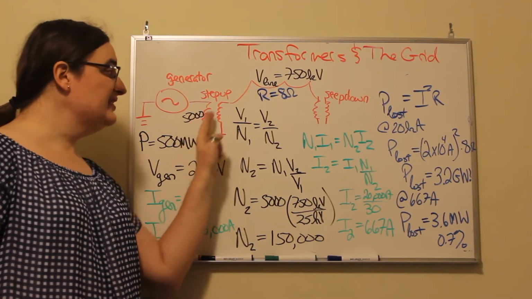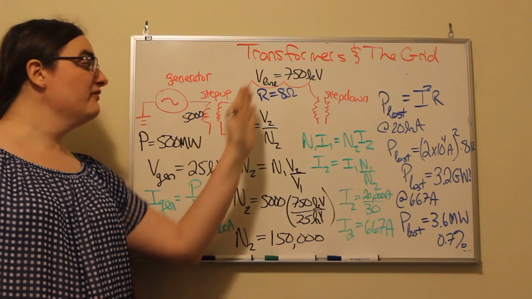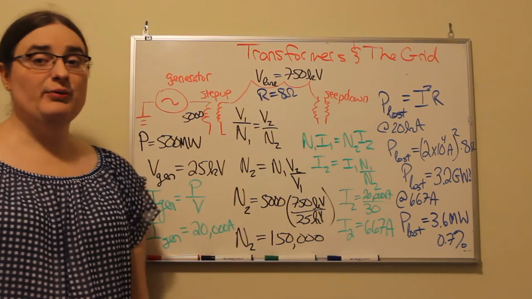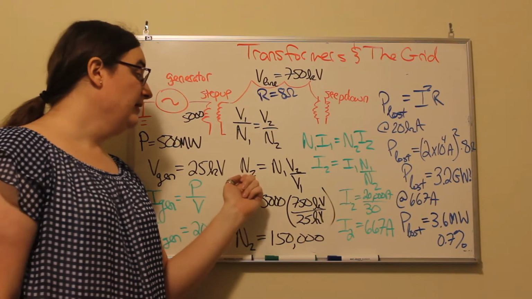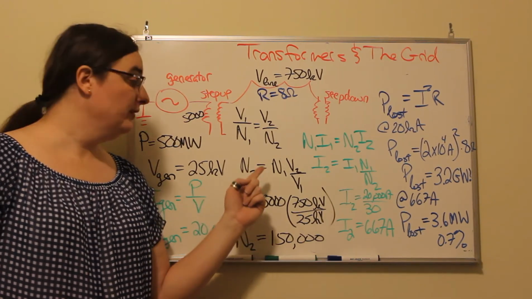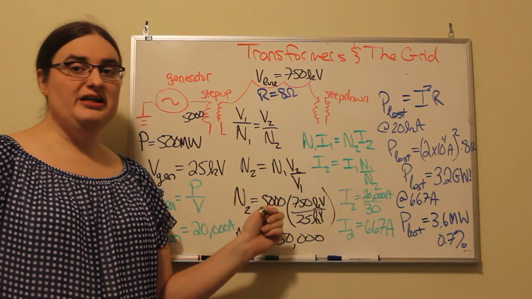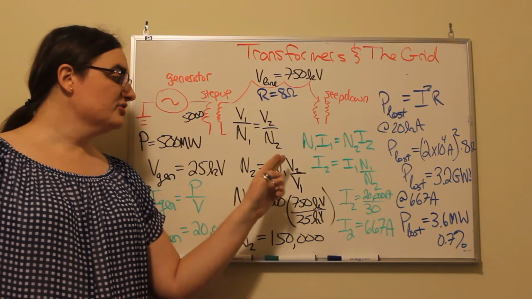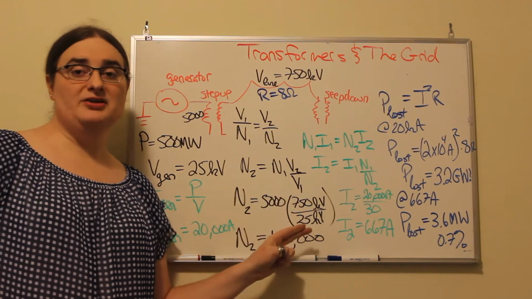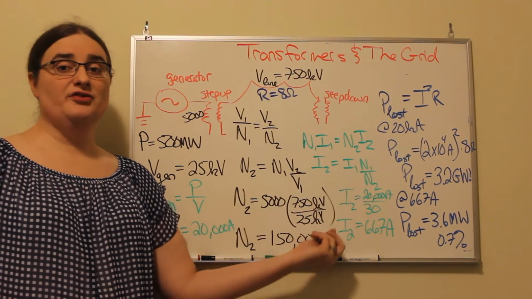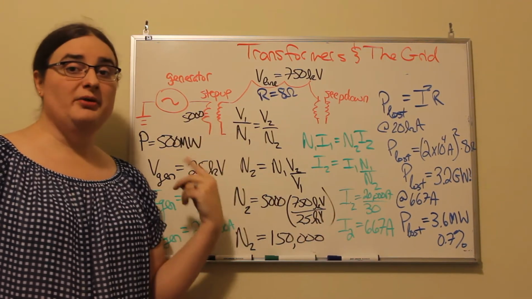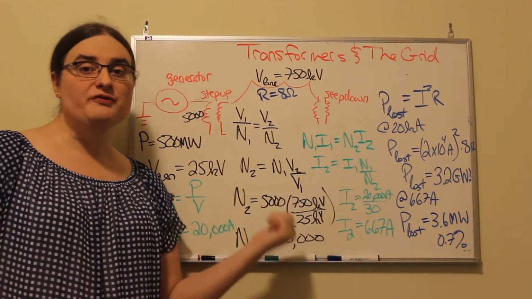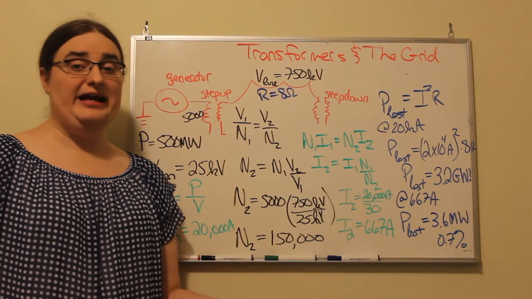That means we need a step-up transformer where we have more turns after the transformer than we have going into the transformer. And the number of turns on our output would be the number of turns on the input times the output voltage over the input voltage. So 750 kilovolts divided by 25 kilovolts gives me a factor of 30. So if this transformer has 5,000 turns on the input, it's going to have 150,000 turns on the output.